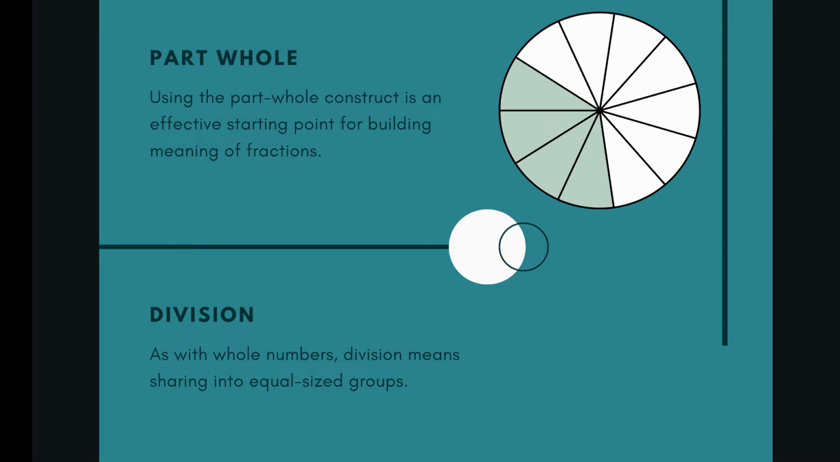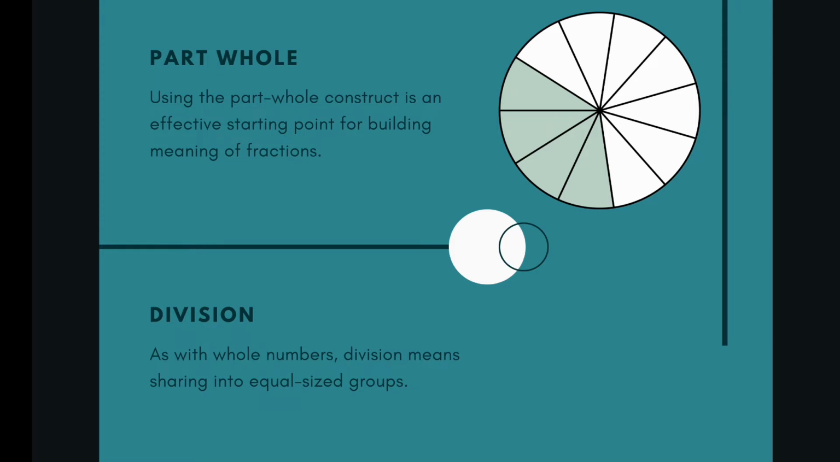Using the part whole construct is an effective starting point for building meanings of fractions. I know we've all seen it before. Part whole can be shading a region, part of a group of people, such as 3/4 of a class went to the science museum, or part of a length like Susie walked 3.5 miles. So it just depends what context you are using.